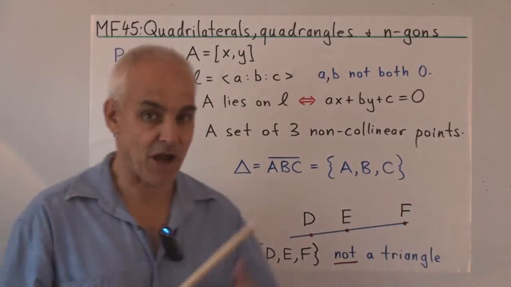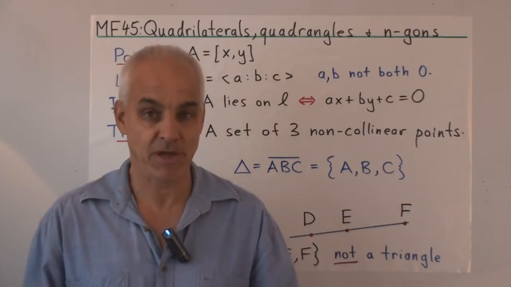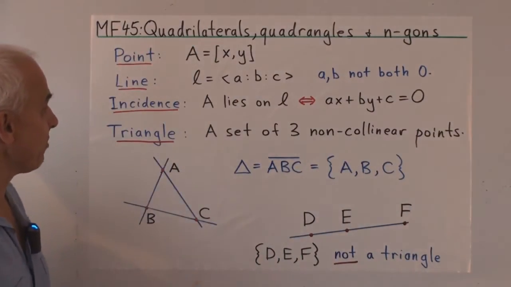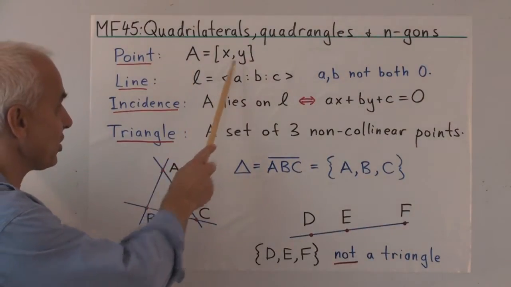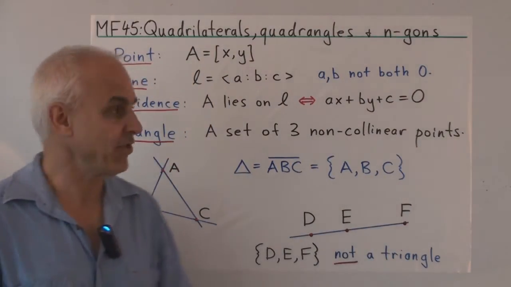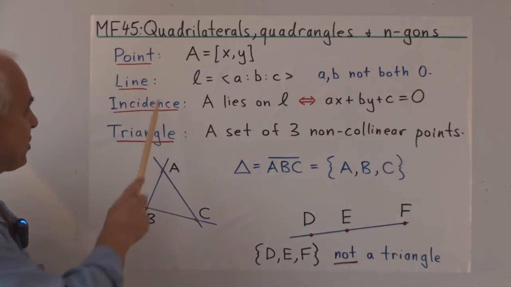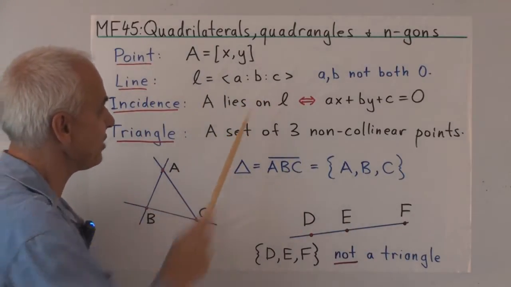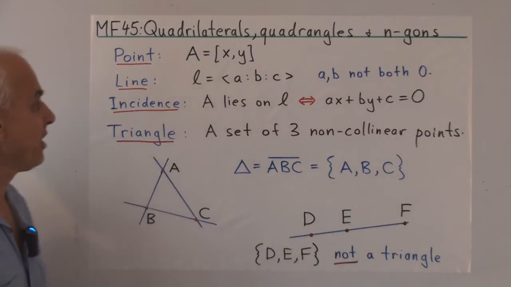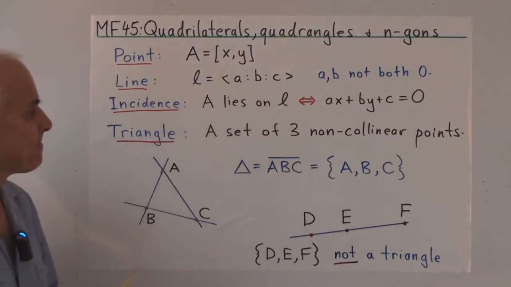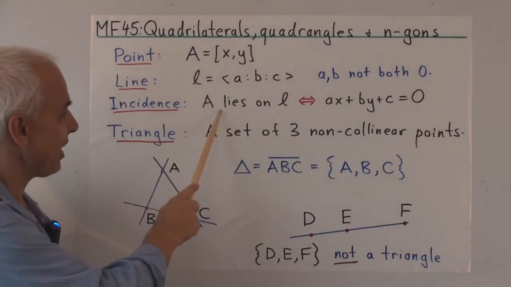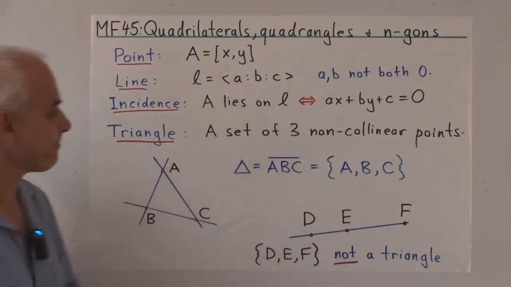So let me remind you that we're talking just about basic elementary geometry, everything built up over the rational numbers, and we have been talking about points. So a point for us is just an ordered pair of numbers, say x, y. And we've been talking about lines. For us, a line is a triple A to B to C of proportion enclosed in pointy brackets. And we have a relation of incidence between points and lines in terms of this equation here.